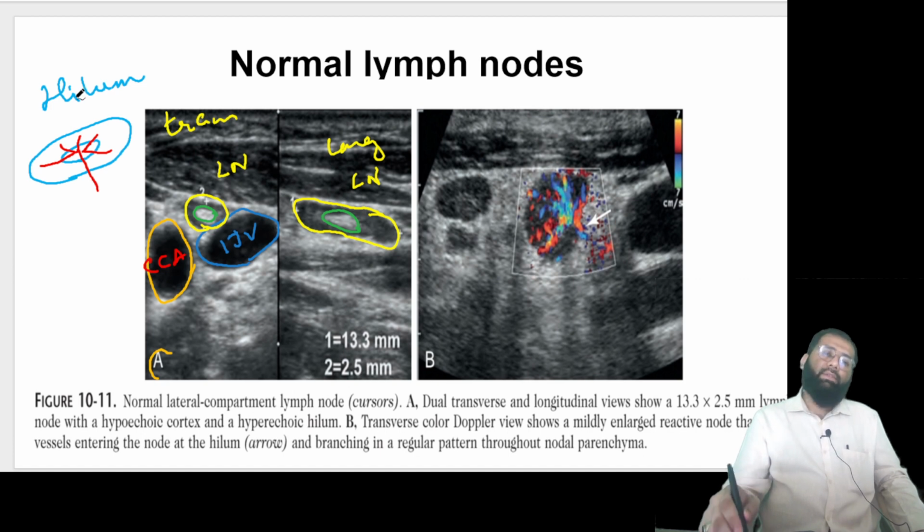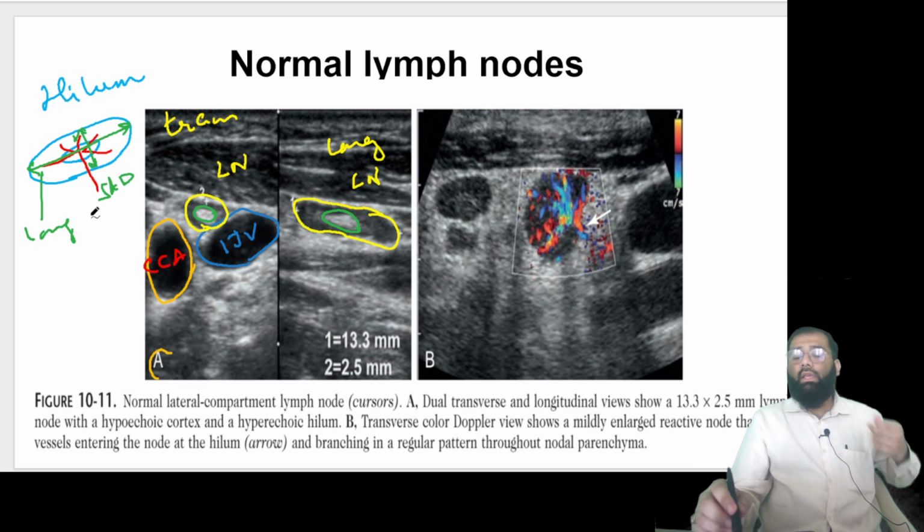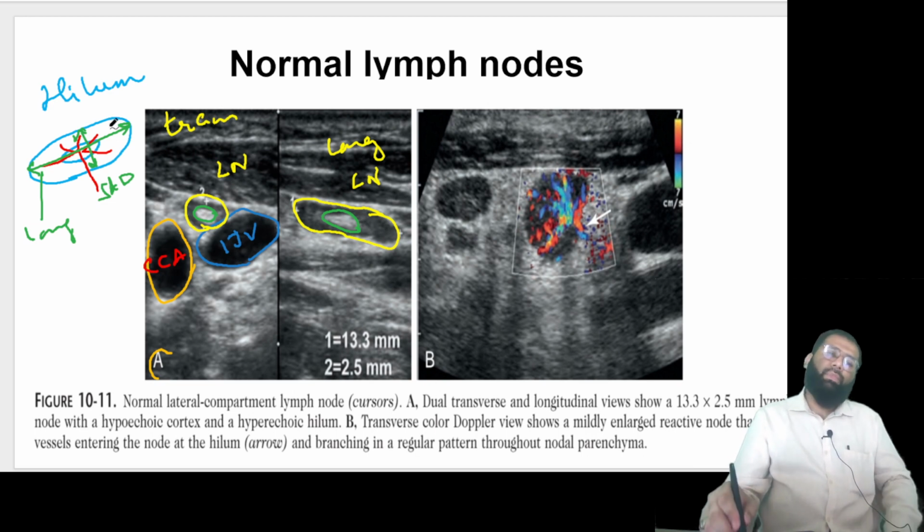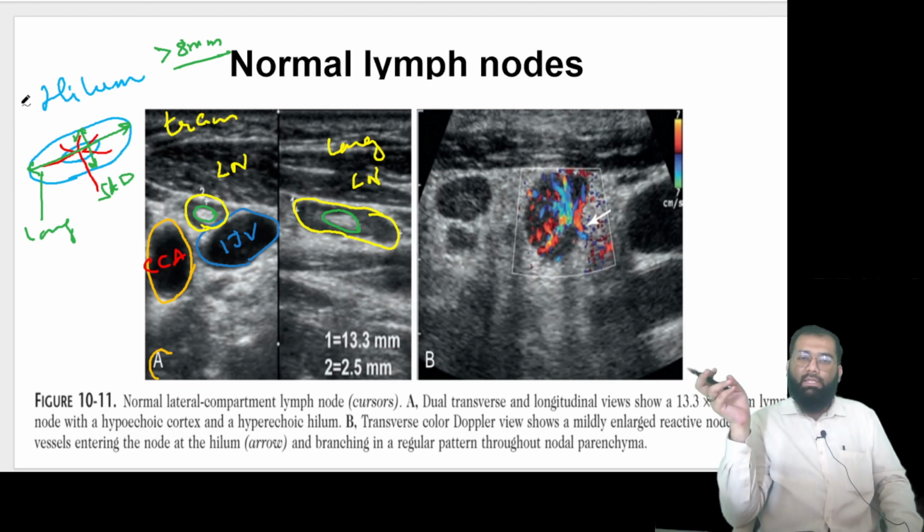Now lymph node has got two important dimensions. One is this dimension which is called long axis, and one is this dimension which is called short axis diameter. Okay, SAD, short axis diameter. Now in head and neck, in the neck region, if short axis diameter is more than 8 mm, that means that the lymph node in head region is enlarged. Okay, one thing is you look at the enlargement.